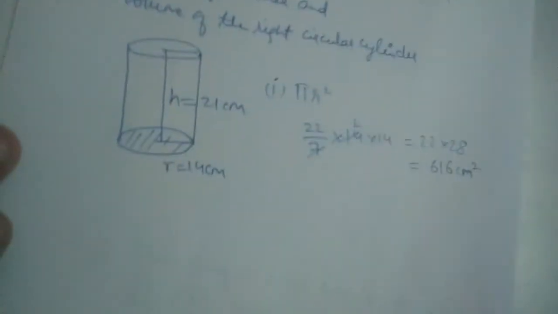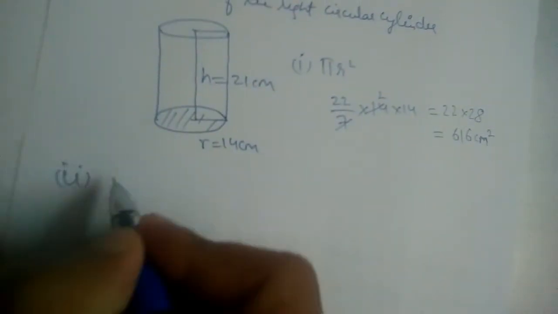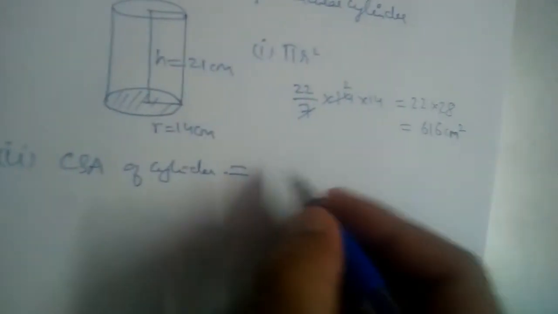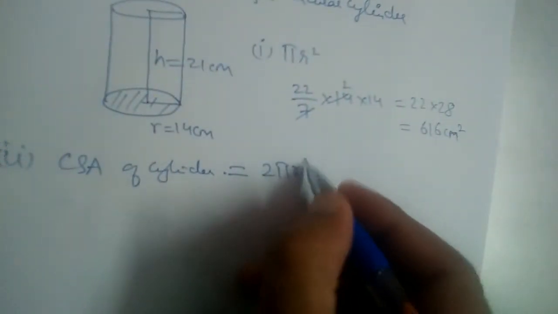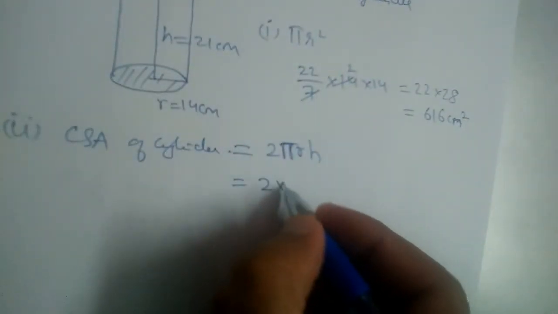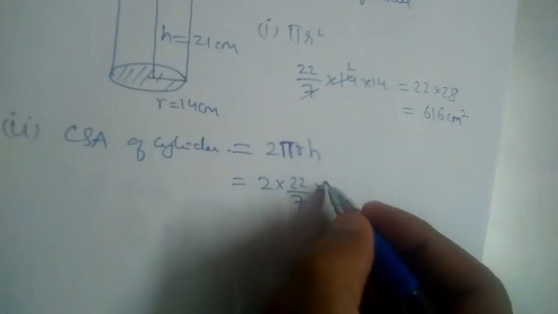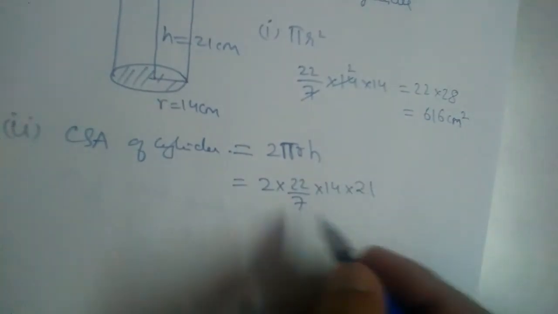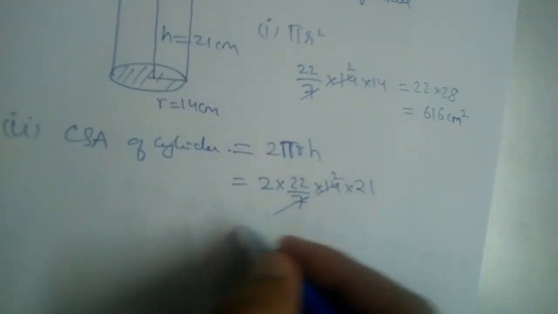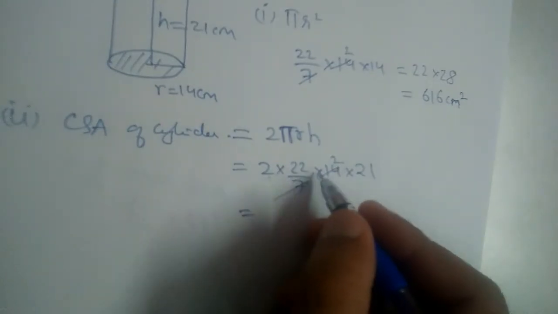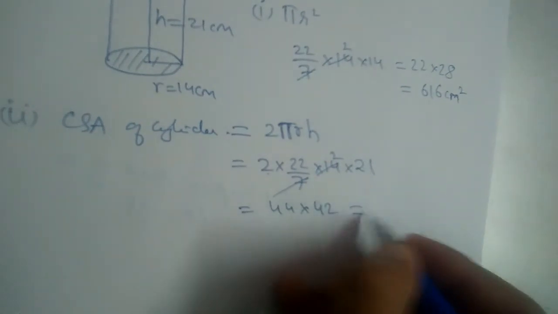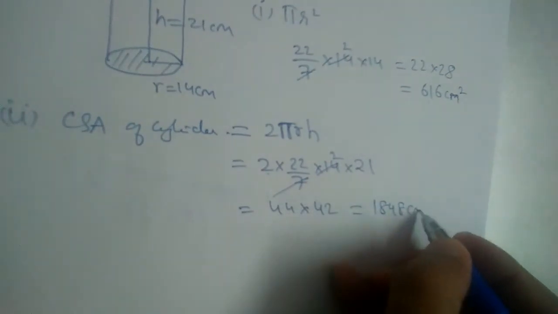Curved surface area, the second one. Curved surface area of cylinder. We know the curved surface area of cylinder is 2 pi rh, right? 2 pi rh. So 2 into pi 22 by 7 into r is 14 into height of the cylinder is 21, right? So let us cancel this. 7 and 14 will get cancelled 2 times, isn't it? So this is 2 into 22 into 2 into 21. 44 into 42 will give us 1848 centimeter square.